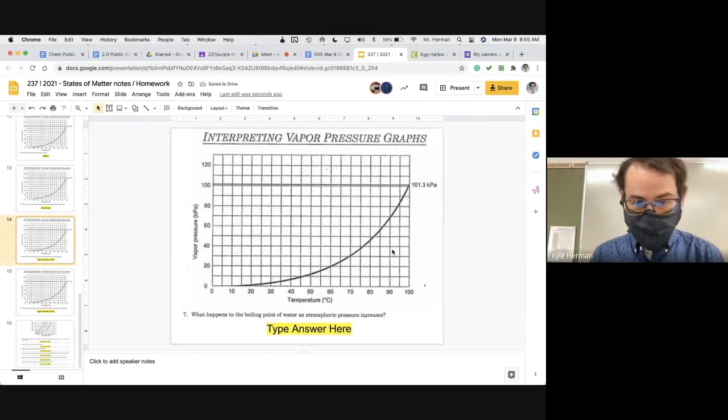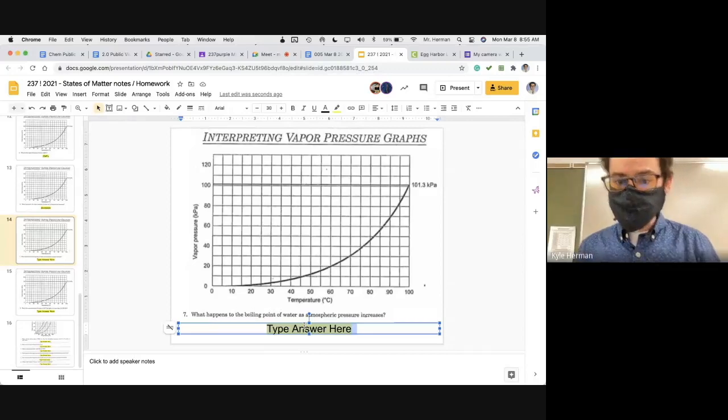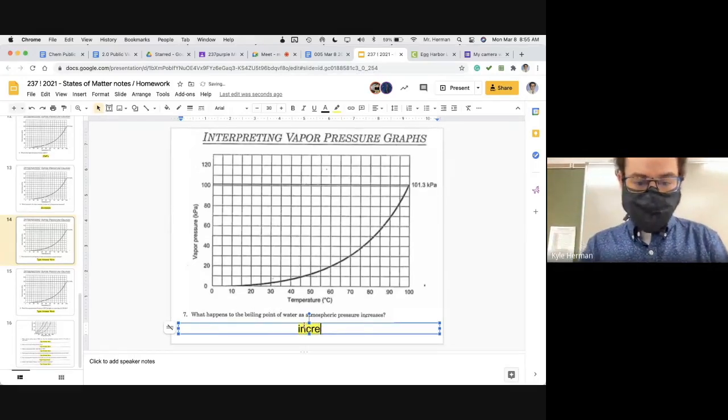And then, what happens to the boiling point of water as the atmospheric pressure increases? Remember, all these are the boiling points of water. So as the temperature goes up, the pressure also is going up. These are both going the same way, so it's a direct relationship. So it's going to be increases as well.